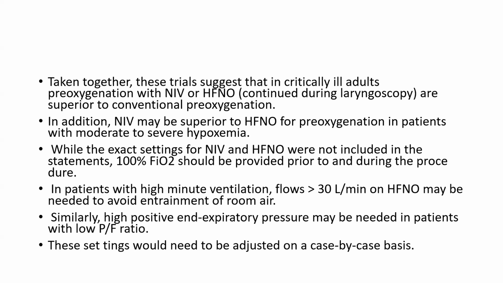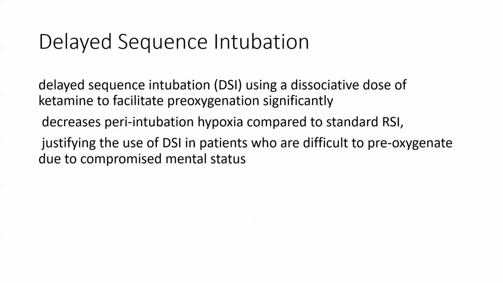In patients with high minute ventilation, flow of more than 30 ml per minute on high flow nasal oxygenation may be needed to avoid entrainment of room air. Similarly, high positive end expiratory pressure may be needed in patients with low PF ratio. This setting would need to be adjusted on a case-to-case basis.